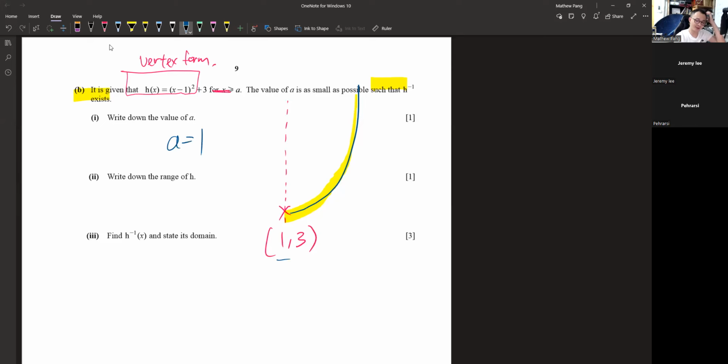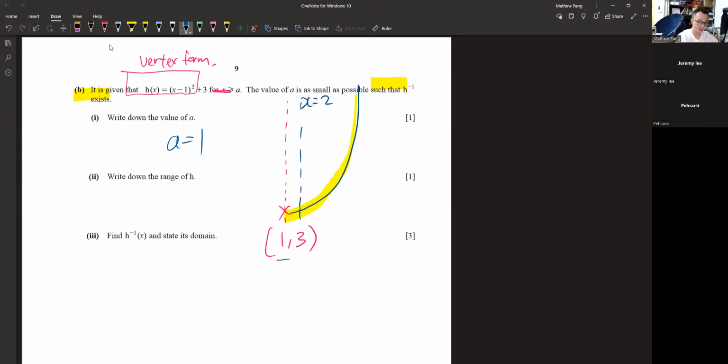You might be wondering, sir, why can't I choose x equals 2? Why can't I choose x equals 3? Yes, if x is bigger than or equal to 2, it is also one-to-one, and x bigger than or equal to 3 is also one-to-one. This is the reason why the question says a must be as small as possible. So as small as possible, 1 is the smallest.